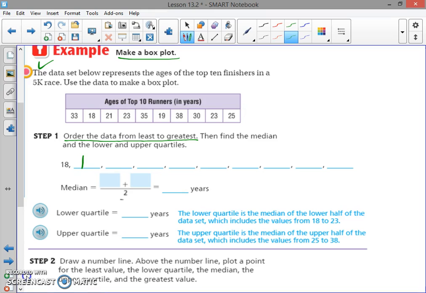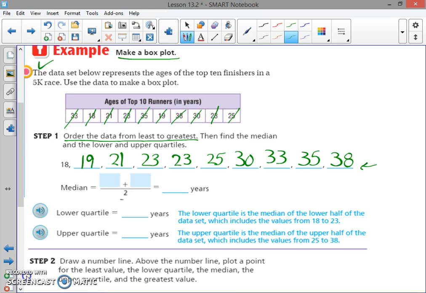So if I were to order these least to greatest, I have 18, 19, 21, 23, 23, so 2 23s, 25, then we should have 30, 33, 35, 38. And I only know I have them all because they give us these nice blue lines right here. Otherwise, I'd have to count to make sure.